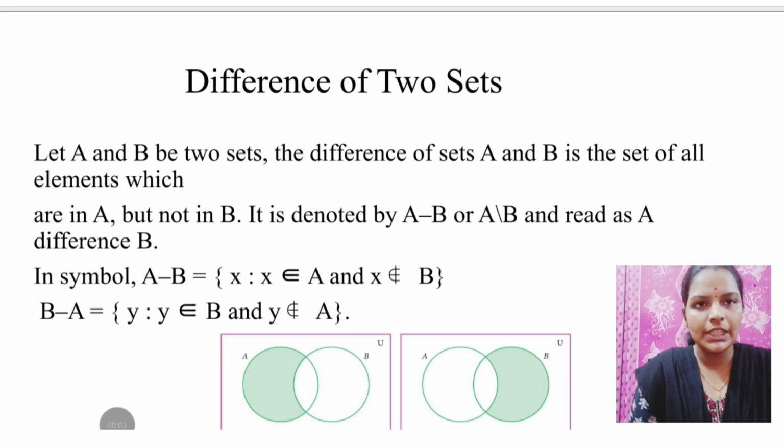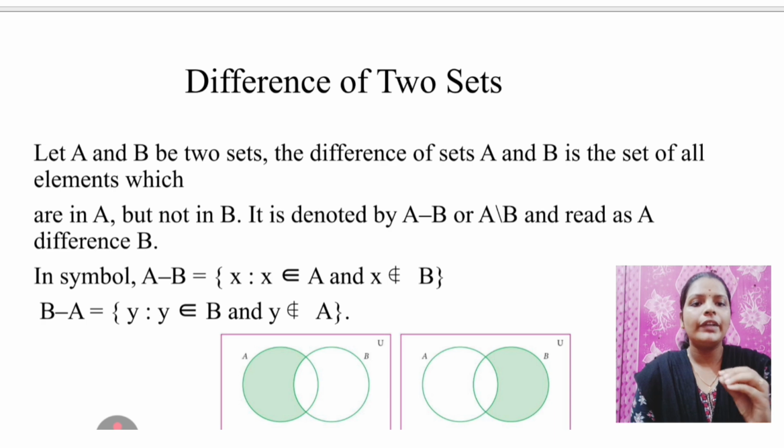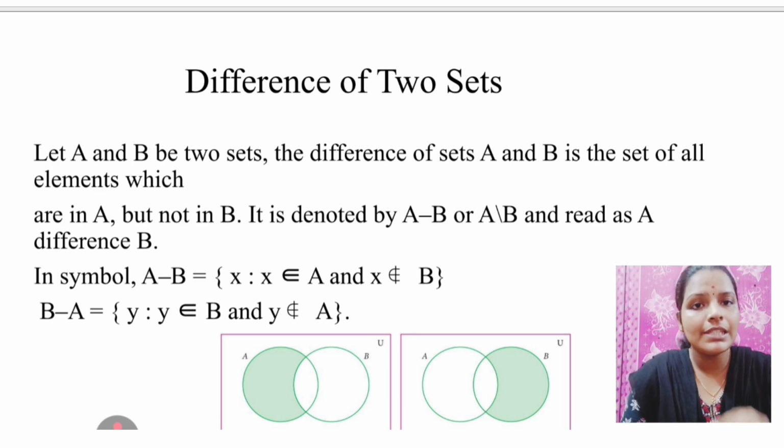Now we are going to see about difference of two sets. Let A and B be two sets. The difference of sets A and B is the set of all elements which are in A but not in B. It is denoted by A minus B or A slash B and read as A difference B. We have to read that slash here as A difference B. For example, if we have the set of elements in A and the set of elements in B, to find A minus B we have to cancel the common elements in A and B, and write the remaining elements in A, but we should not include the elements in B.